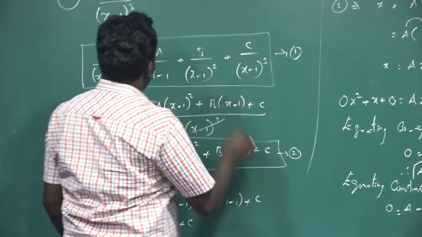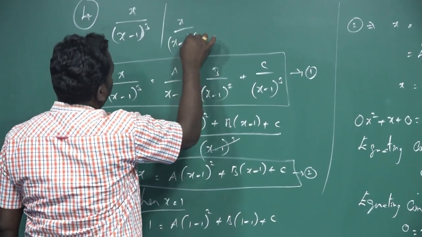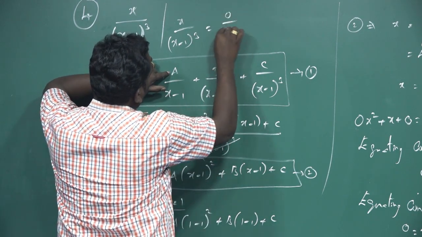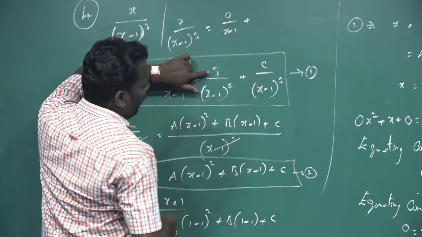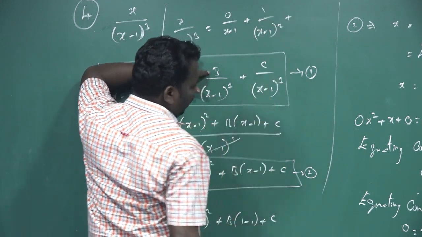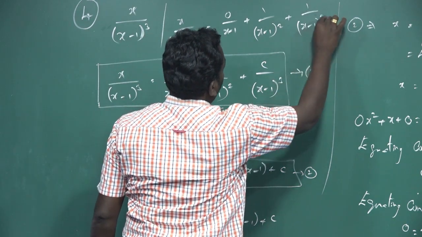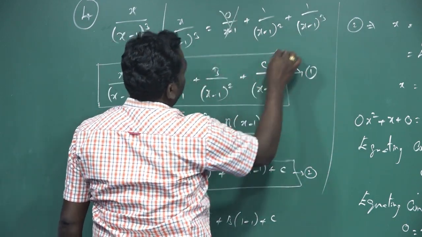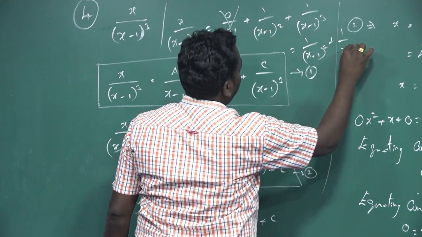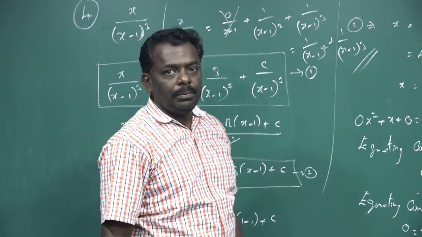Therefore the final answer: x by (x minus 1) whole power 3 is equal to a by (x minus 1), a value equal to 0, so 0 by (x minus 1), plus b value equal to 1, 1 by (x minus 1) whole square, plus c value equal to 1. Therefore 1 by (x minus 1) whole square, and this term is vanished. Remaining is 1 by (x minus 1) whole square plus 1 by (x minus 1) whole power 3. This is finally the simplification of the given expression.